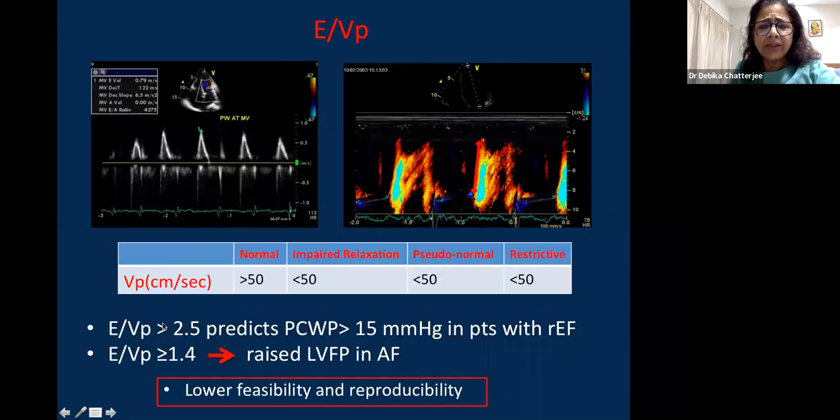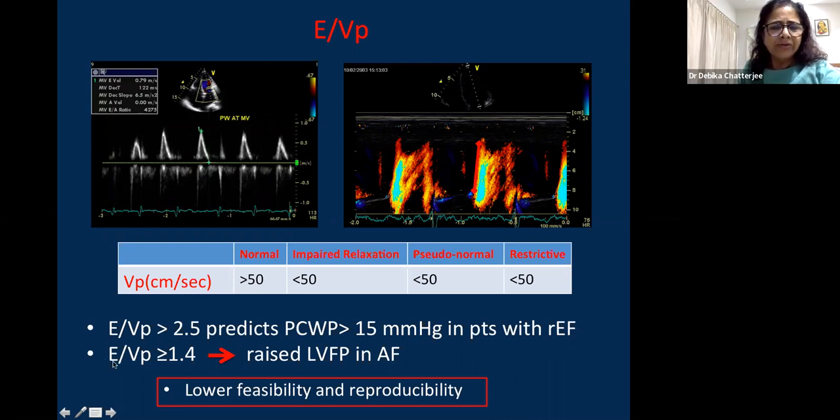Now, what is the importance of this value? So now it has been seen that if you take a ratio of E by VP, and if it is more than 2.5, it predicts pulmonary capillary wedge pressure more than 15 in patients with reduced ejection fraction. And E by VP more than or equal to 1.4 indicates raised LV filling pressure in atrial fibrillation.